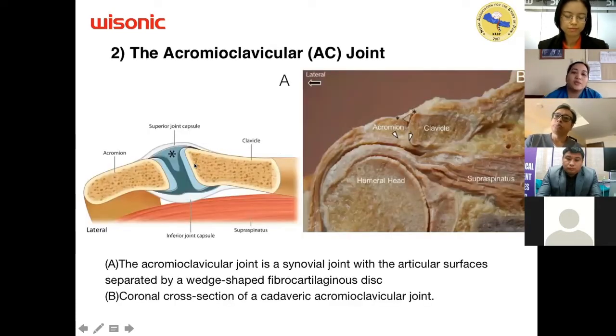Okay, so now talking about the acromioclavicular joint. It is a synovial joint with its articular surface separated by a wedge-shaped fibrocartilaginous disc, which we saw as a hyperechoic structure in our scan.